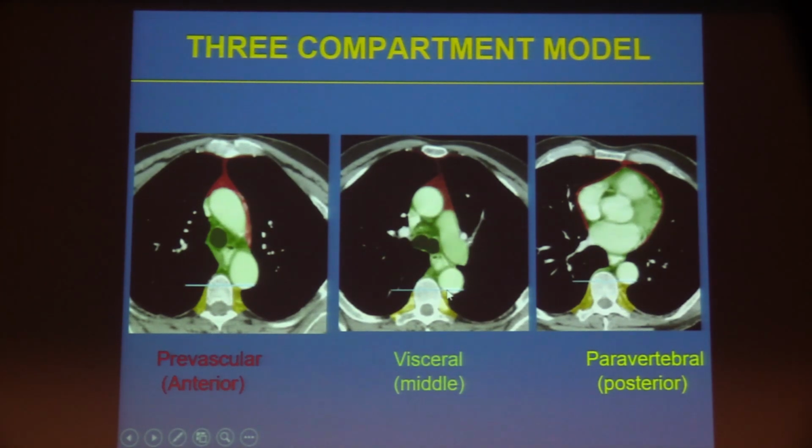The reason is for us as radiologists to nail down the diagnosis, because almost all the tumors that happen in the paravertebral regions, and that's the paravertebral mediastinum back here where the yellow is, are almost always neural tumors. And then the middle we'll talk about.